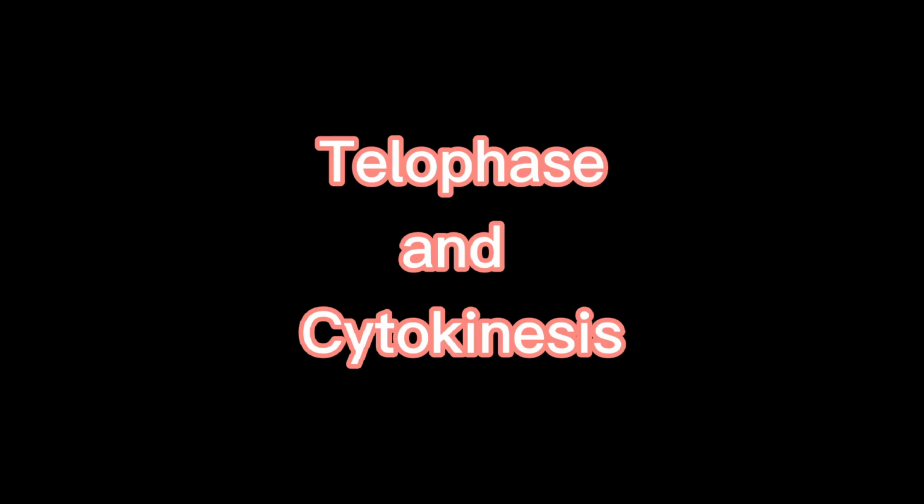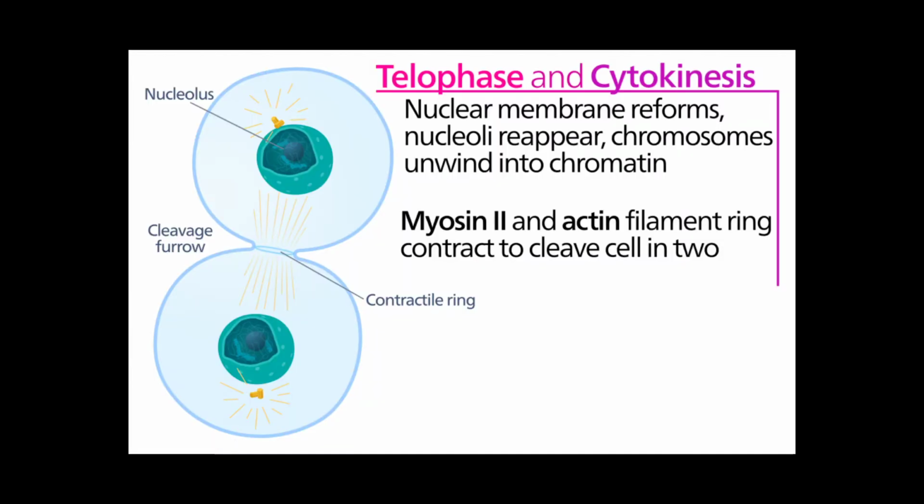And the next is the telophase and cytokinesis. In telophase, as the sister chromatids reach the opposite poles, the chromosomes uncoil and become entangled into chromatin. Then the spindle fibers disappear and the nuclear envelope starts to reform. To properly divide the cell into two, cytokinesis takes place. Cytokinesis is the division of the cytoplasm.